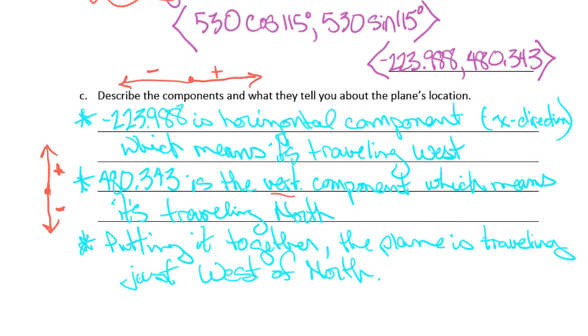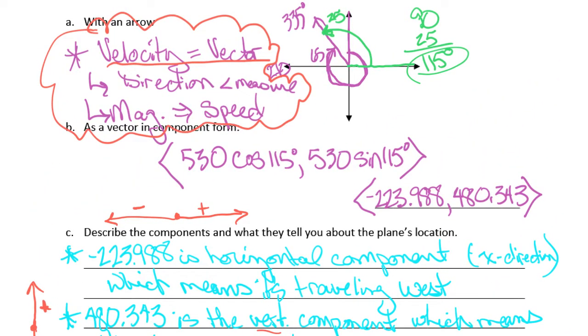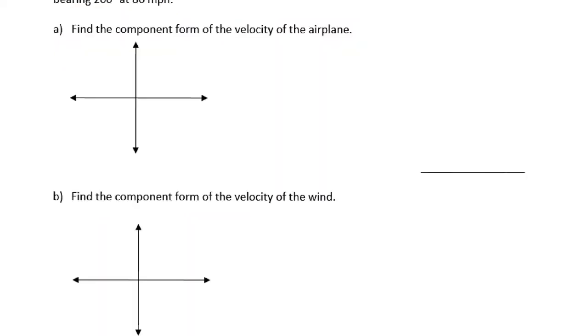Let's go back to part A, where it asked us to represent this in a picture or with arrows. Take a look at my direction. We are going mostly north, with just a little bit, 25 degrees west. So that's why we say just west of north. Okay, let's try another problem.